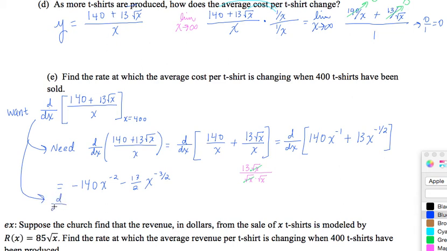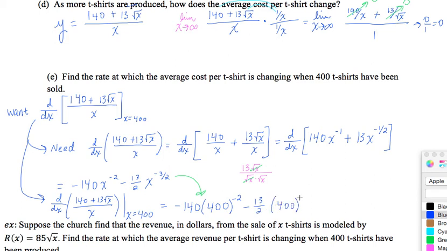So the derivative of, let's rewrite it, because I guess I could call it y or f. The derivative of that when x is 400 is: plug 400 into that, so negative 140, you need a calculator here, times 400 to the minus 2, minus 13 halves times 400 to the minus 3 halves. So approximate that on your calculator.